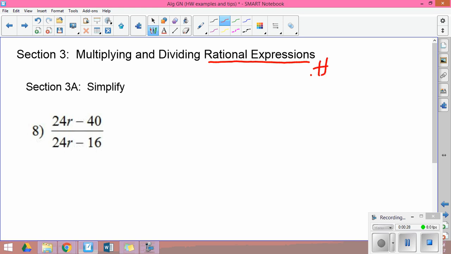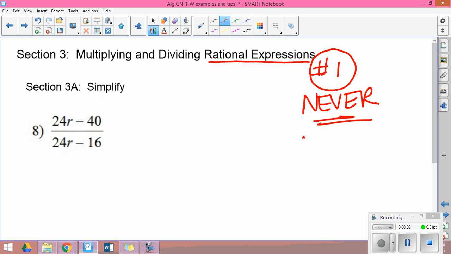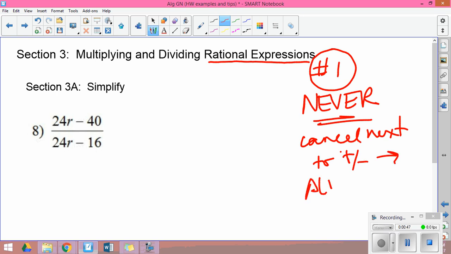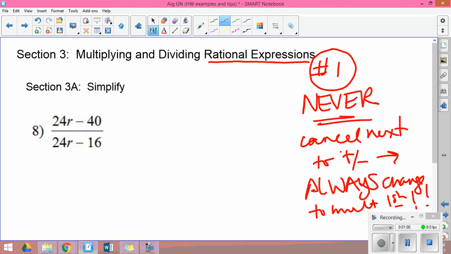So number one in red, huge, is never, ever, ever cancel next to a plus or minus sign. It always has to be multiplication. So we always change it to multiplication first. And the way we do that is by factoring. So your first step when you see these is lock these up in parentheses.